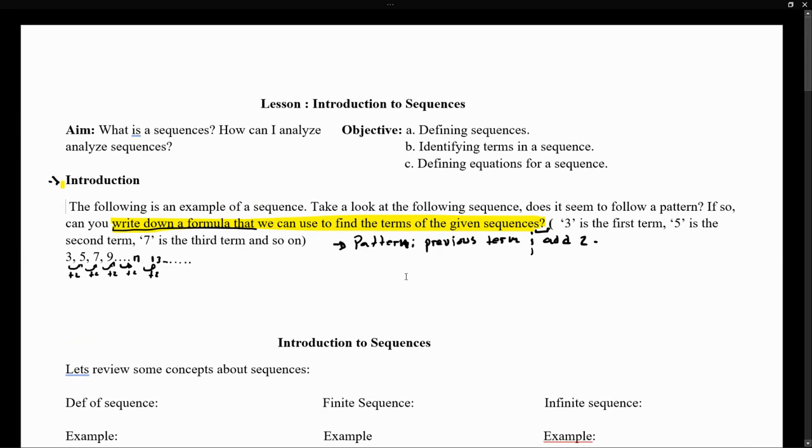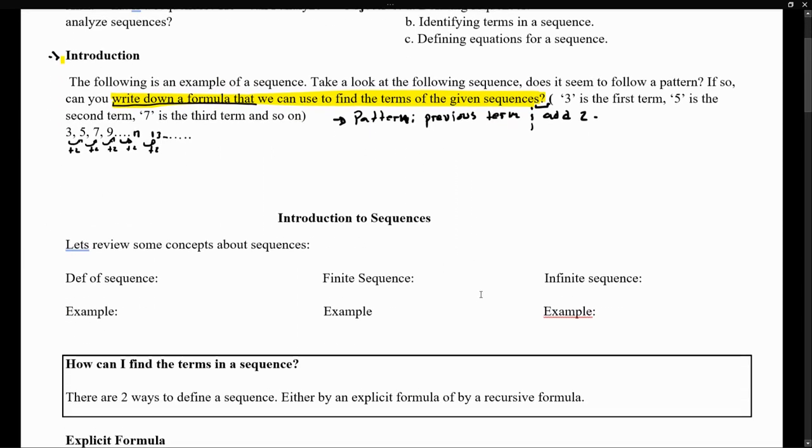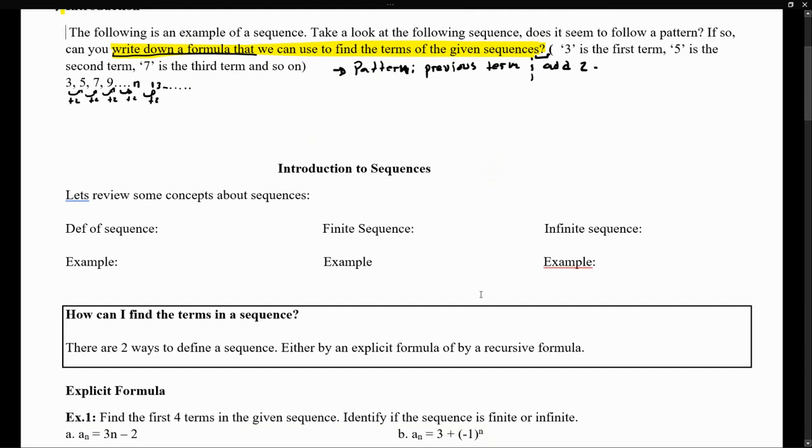But before we go into writing down formulas for sequences, let's review some definitions of what we're going to be discussing today. The way that we're going to define a sequence is just a list of numbers, or sometimes referred to as objects, and that's it. Here notice that we have a list: 3, 5, 7, 9. When we talk about sequences, they don't necessarily have to follow an order. As long as you have a list of numbers or objects, we can define that as a sequence.